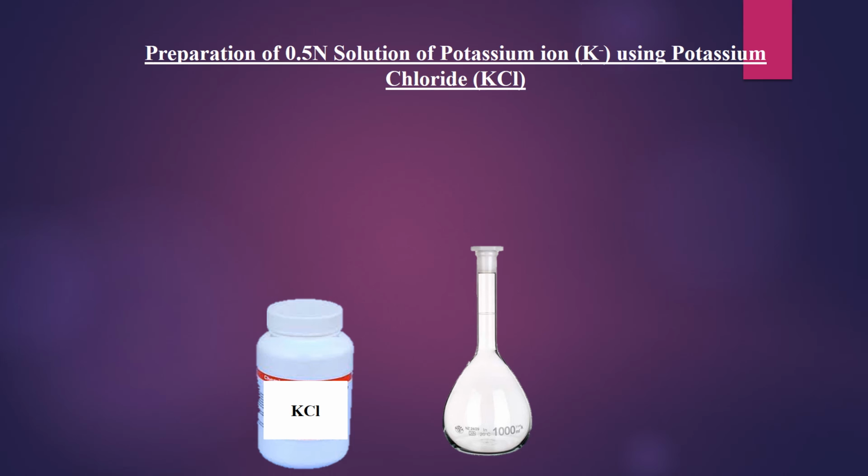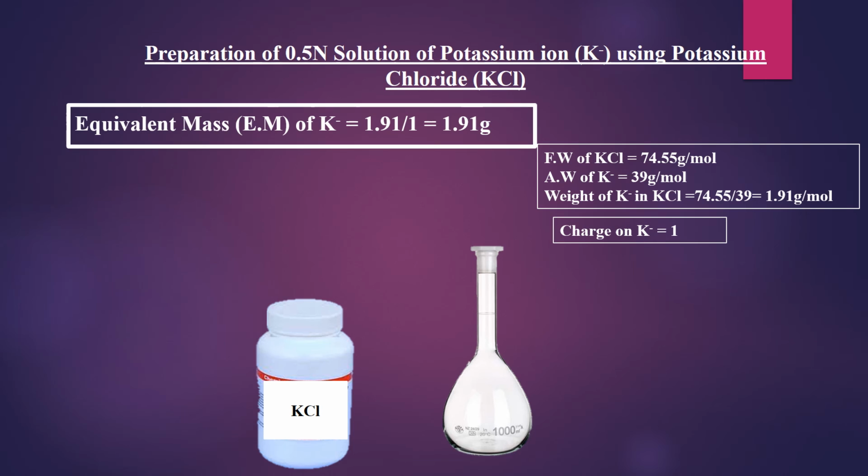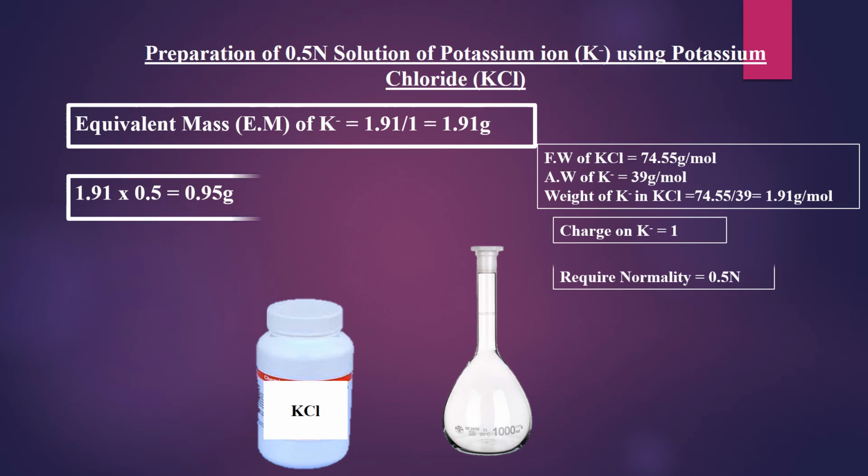To prepare 0.5 normal solution of potassium ion using potassium chloride. First of all, find the equivalent mass of potassium ion. For this, divide 1.91 by 1, as 1 is the charge on potassium ion and 1.91 is the weight of potassium ion in potassium chloride. Now multiply 1.91 with 0.5, as we want to prepare 0.5 normal solution. So the answer is 0.95 grams.